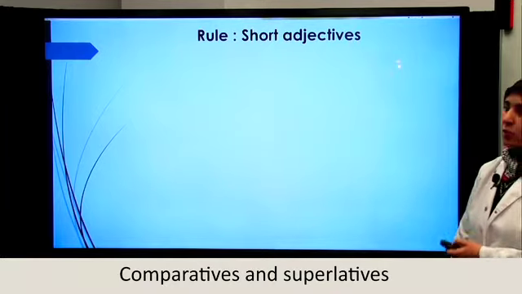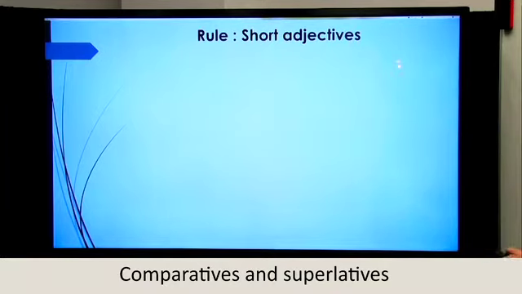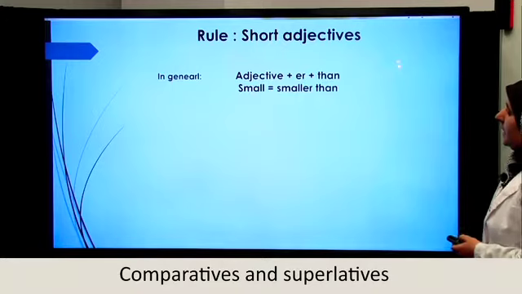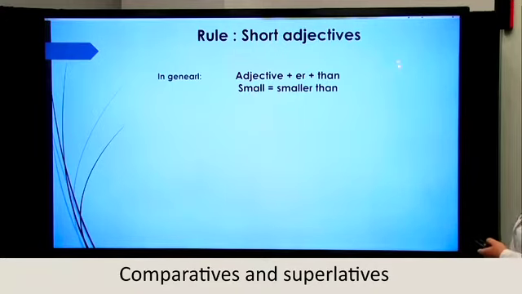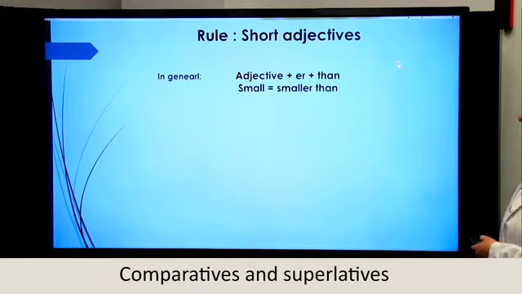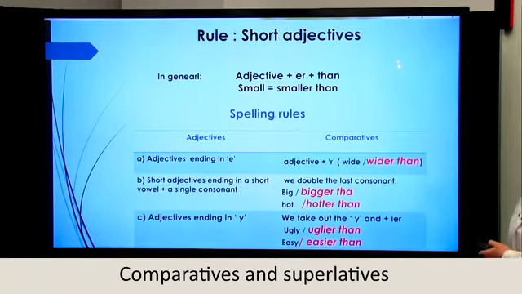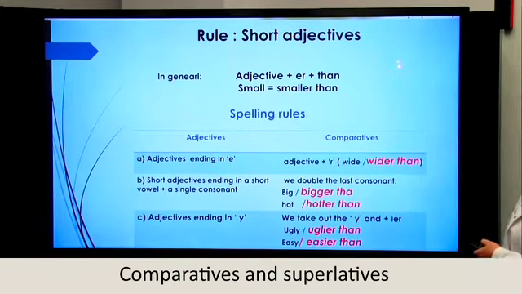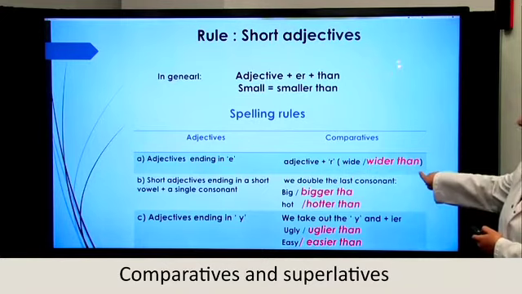Now, how do we form a comparative adjective from a short adjective? Like in the examples, big and small are short adjectives. In general, we have the adjective, we add er plus than. Example, small, smaller than. But there are some rules about the spelling. First rule, when we have adjectives ending in E, like the adjective wide, we add R. Example, wide, wider than.